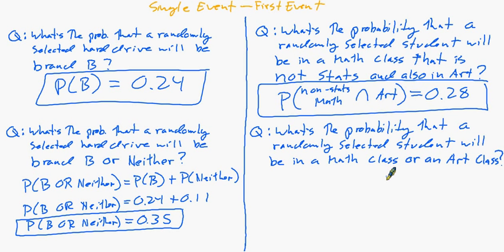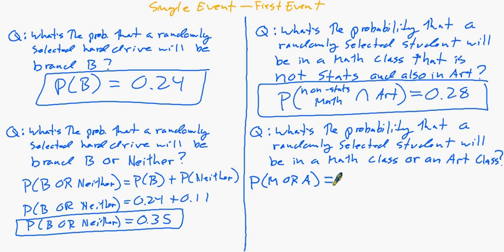So we'll do something similar. We have an OR now for our school question. Probability that a randomly selected student will be in a math class or an art class. So if we write this out in probability notation, it would be something like this: probability, math or art. This is a joint event.